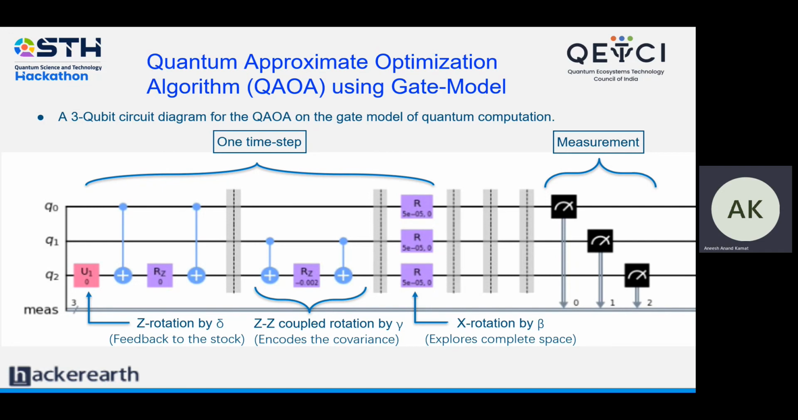The next set of gates are the ZZ coupled rotation by gamma. These are the blue 2-qubit gates that sandwich a purple single qubit gate. These gates encode the covariance or the correlation between any two stocks in your portfolio. Finally, we come to the single qubit X rotation. These act on every qubit and ensure that you're exploring the complete solution space so that you can arrive at an optimal solution. This entire array of gates on your screen corresponds to one time step. This algorithm approximates an optimal solution by doing several iterations of this over multiple time steps. Currently, we are working with an order of 100 time steps.